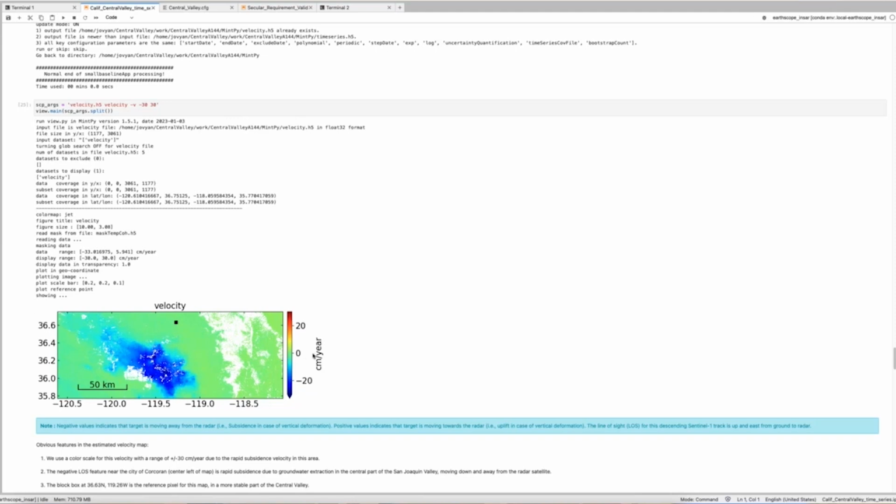The green colors are the areas where there's basically close to zero displacement relative to the reference point, and this large blue area is the area of rapid subsidence due to the groundwater extraction in the San Joaquin Valley. These white areas are where the coherence is low, and we masked those out as unreliable measurements due to low temporal coherence, which I'll talk about in a minute.